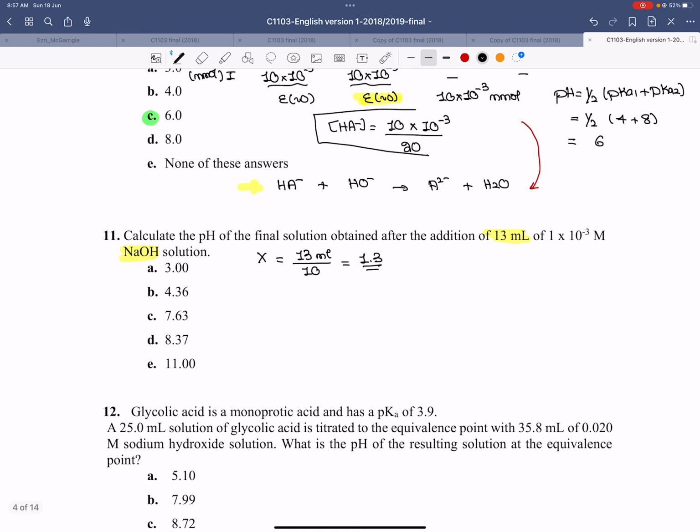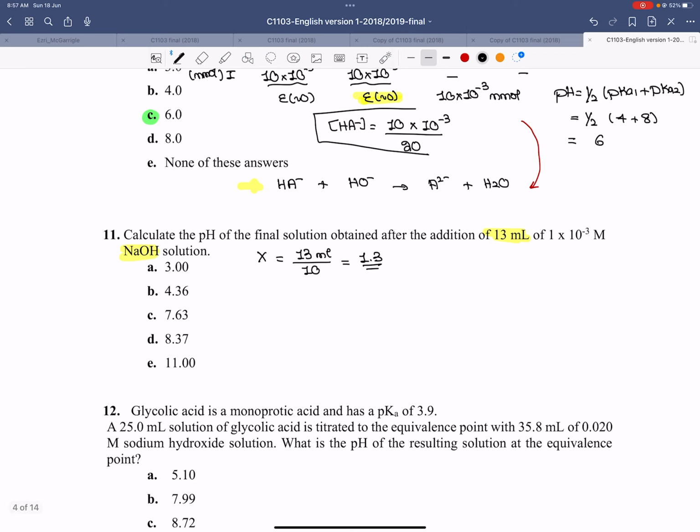If this is my X factor, and what I have in my system is HA minus and A2 minus, it's simple arithmetic. I know that 10 milliliters of HO minus has already completely neutralized H2A. That means what I have in my system is a mixture of HA minus and A2 minus. I am stuck in the second neutralization reaction. These are the two species that I have. pH, and again, go back to the derivations, is equal to pKa2.